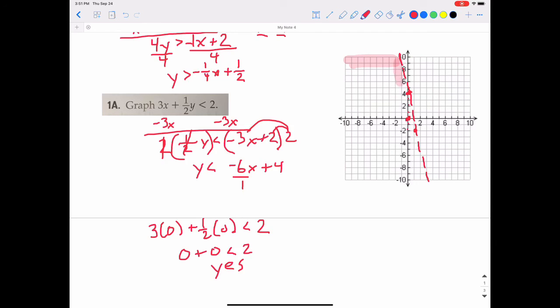So I'm going to wind up shading that entire side. So I shade the entire left side there. Every point that's in that area makes that a true sentence.